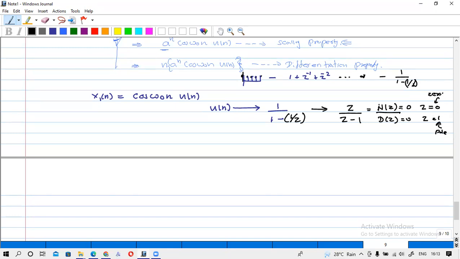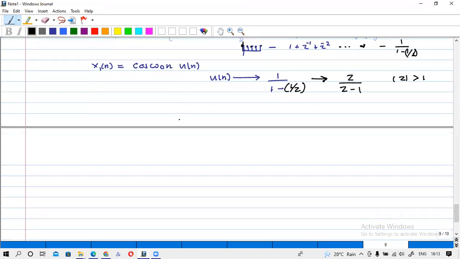So maybe in the exam the question may ask to find the poles and zeros also. So it is better to have X(z) in this way as a rational function. So you can use this one or this one, no issue. Here z will be greater than 1. So I think we can use this result also.